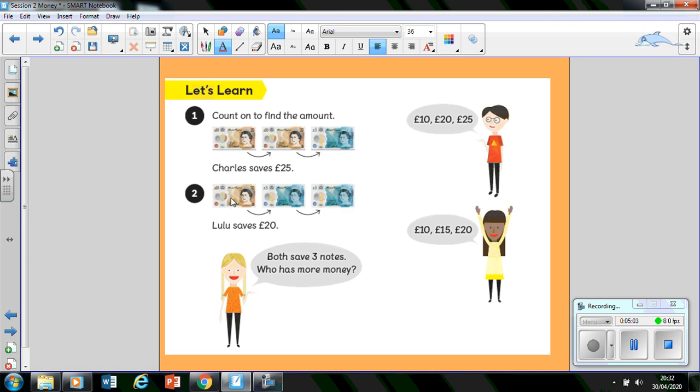Okay, so I've got 10 to begin with. And then I'm going to add 5 more, which makes 15, and another 5, which makes 20. So Lulu saves 20, and Charles saves more because 25 is more than 20. Even though they both have the same amount of notes, the value of the money is different.